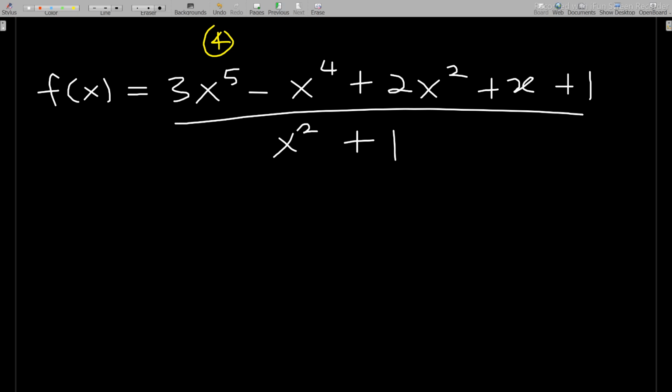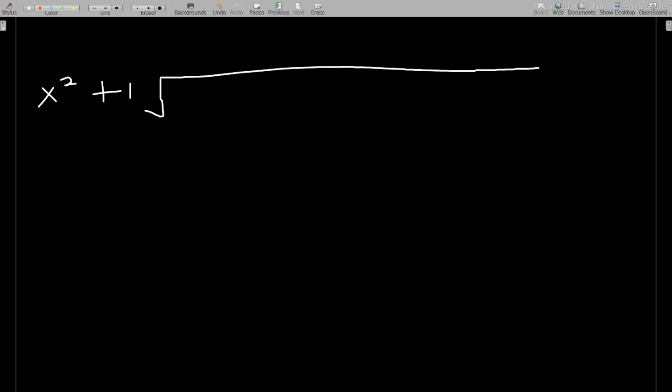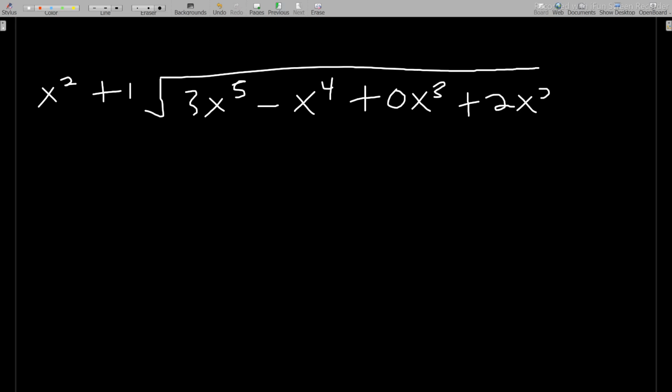So with that, we said that you have to perform a polynomial division. Okay, so with the polynomial division, this is how it goes. You have s squared plus 1. I have to write s squared plus 1 like that, dividing or going into 3s to the power 5 minus s to the power 4, then there's no s cubed, so plus 0s cubed, then plus 2s squared, plus s plus 1.